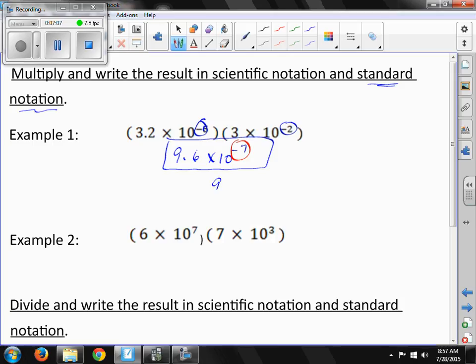So I have 9.6. I'm going to have to add 6 zeros, 1, 2, 3, 4, 5, 6, so that I can move the decimal 1, 2, 3, 4, 5, 6, 7 times. So in standard notation, it'll be point, I'm going to have 6 zeros, 9, 6, and I'm going to put the leading 0 in the front.